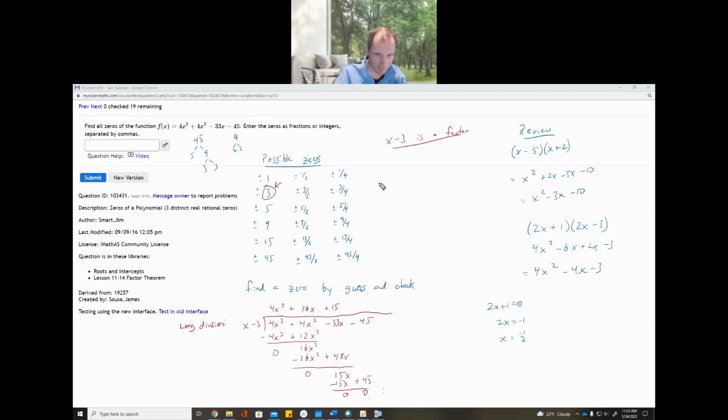Okay, so our function f of x we can now write as x minus 3 times 4x squared plus 16x plus 15. Okay, so now I have factored out the x minus 3. And now on this piece, because it's a quadratic, if I want to break that up, I can either look at how it factors, or if I don't know how it factors, I can use the quadratic formula. Okay, so you can go ahead and factor that, or if you're like, oh, the 4 in front messes me up and I don't know how to factor it, then just use the quadratic formula.